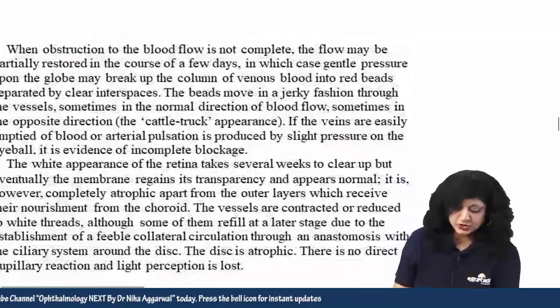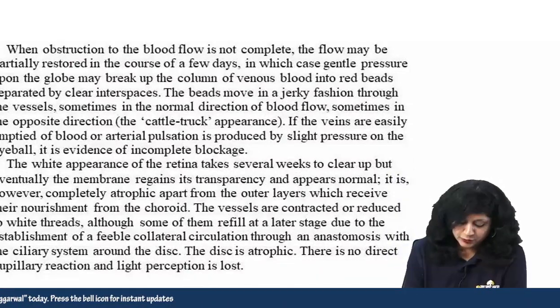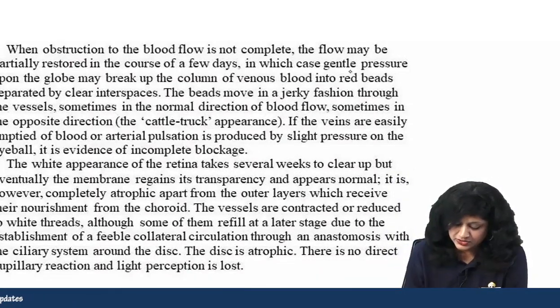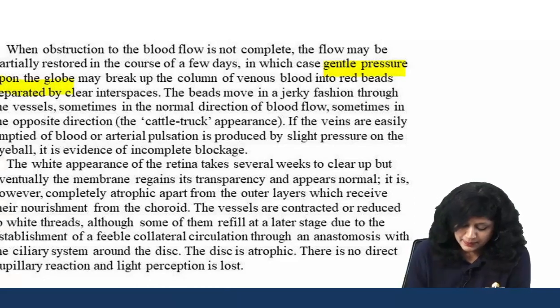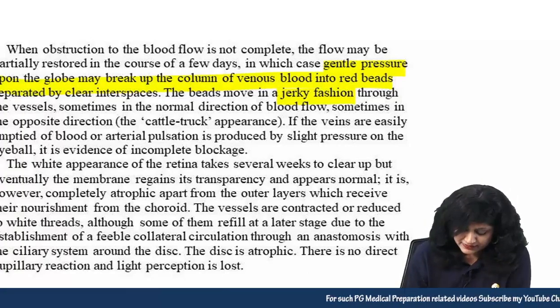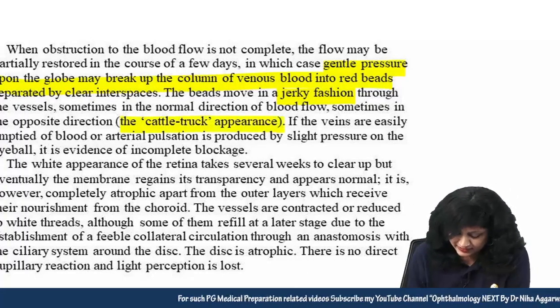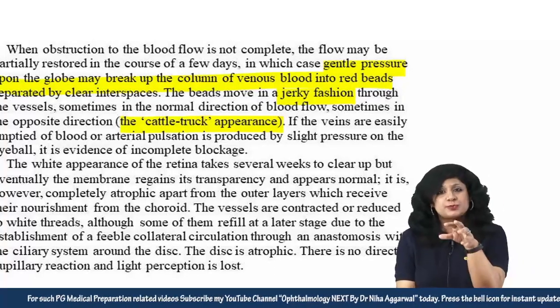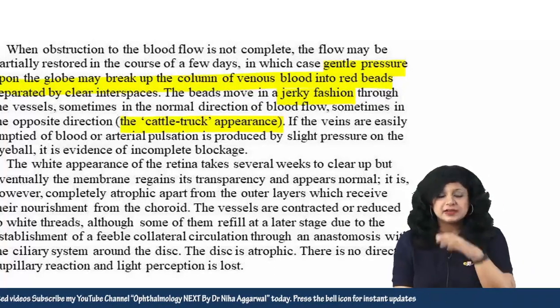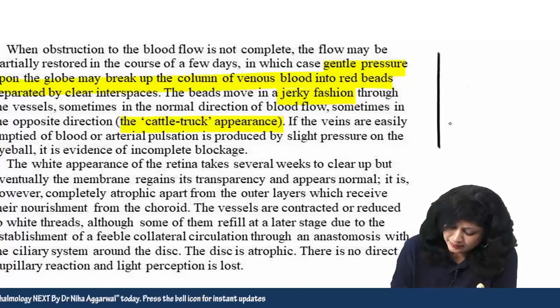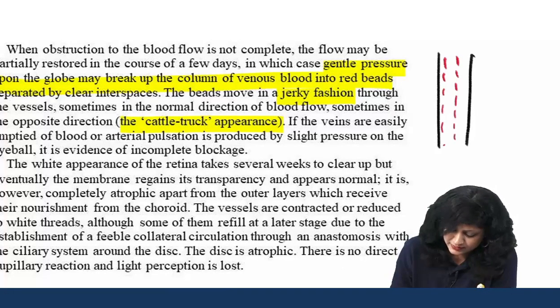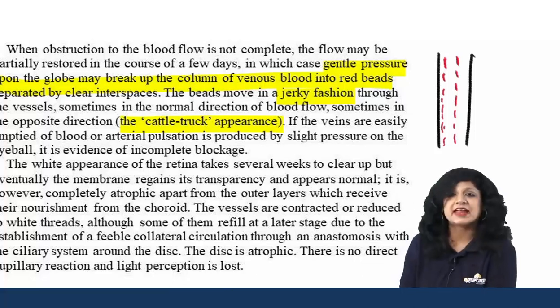Now when the obstruction of the blood flow is not complete, the flow may be partially restored, in which gentle pressure upon the globe may break up the column of the venous blood into the red beads. The beads move in a jerky fashion through the vessels, and that is called as a cattle truck appearance. Because of the obstruction, the vessels are having the segmented column of the blood. So that jerky beads or the segmented column is actually called as a cattle track appearance.